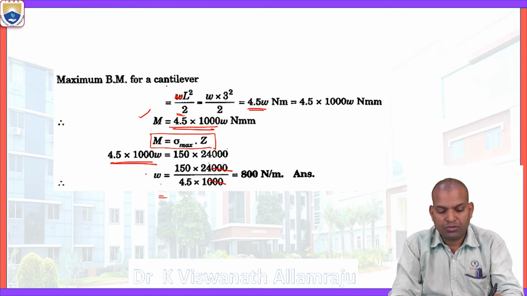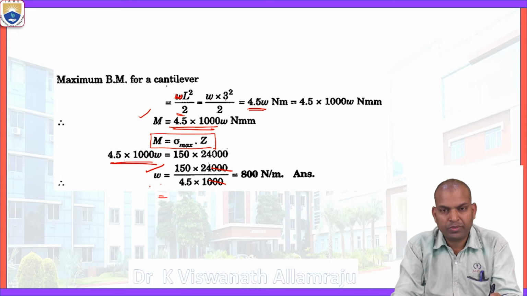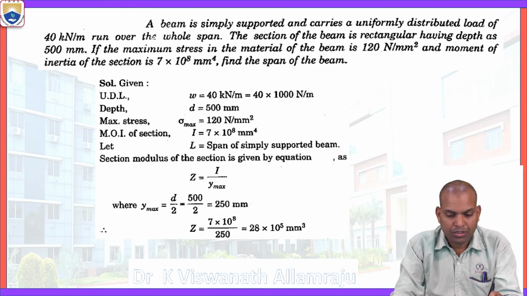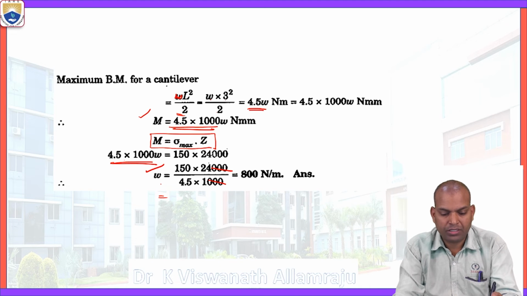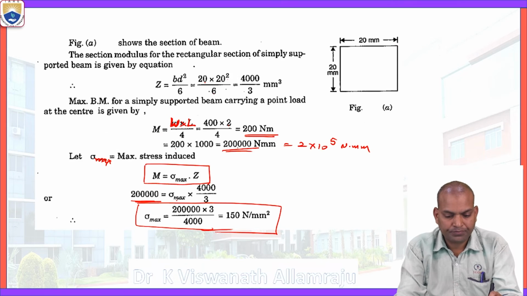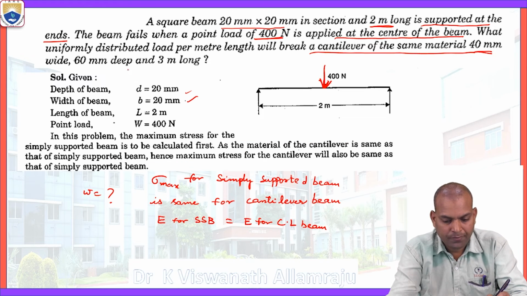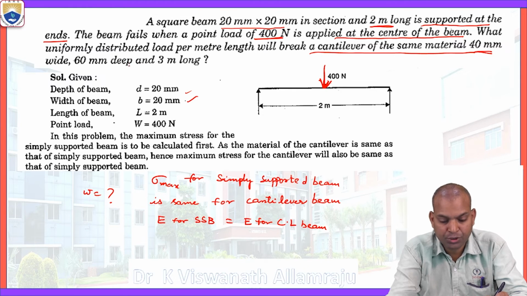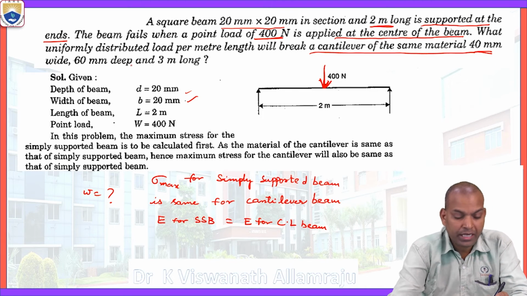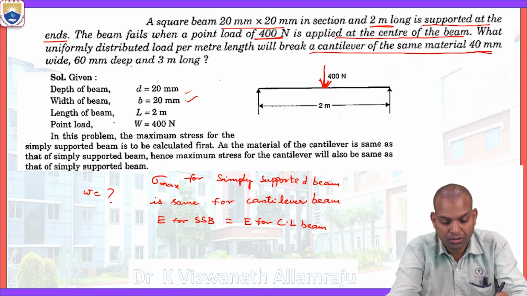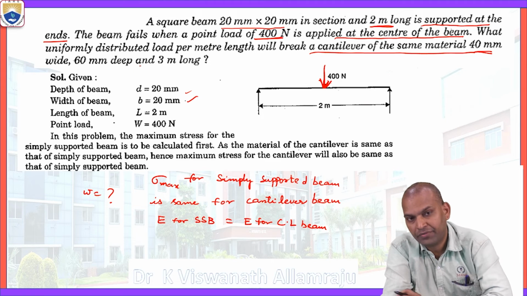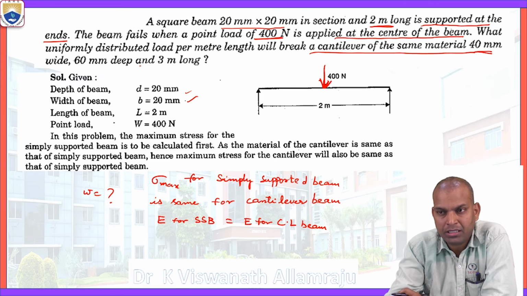Alright, so this is the UDL consideration. It is approximately 800 Newton meters. That is the case we calculated in this problem. The concept behind this is the same material mentioned in the problem. Same material means there are two considerations. One is that the maximum stress is equal, and from that we can interpret that the modulus of elasticity is also the same. But the beams are different. One is a simply supported beam, another one is a cantilever beam.